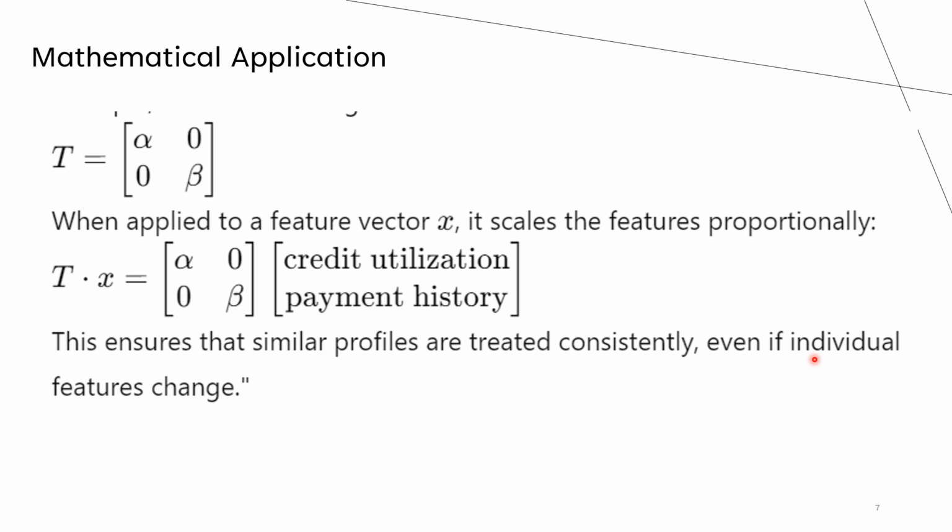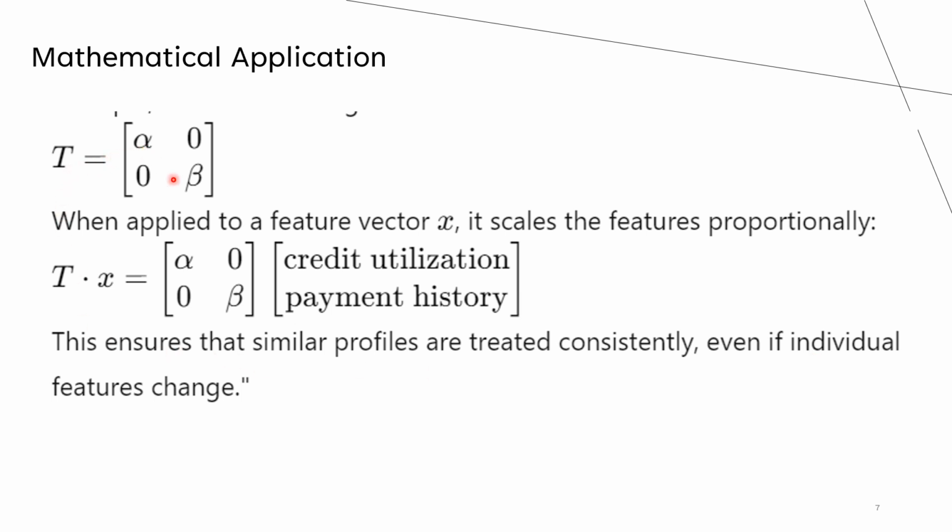Here's where the math comes in. We use group actions to handle symmetries in data. For instance, consider scaling transformations in our feature space. We represent these transformations with matrices. For example, let us use this scaling matrix T.